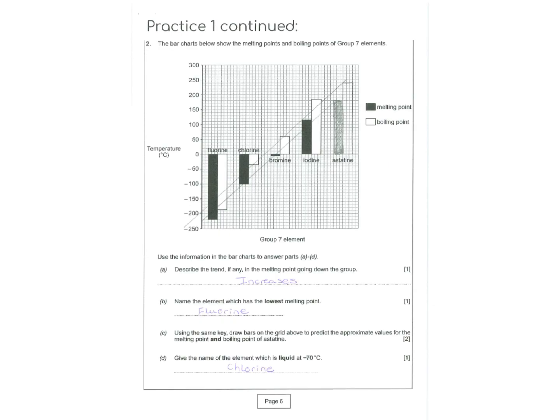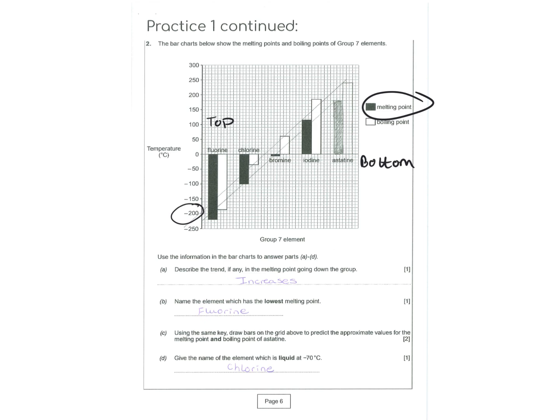Okay, so the first one says, describe, if any, trend in the melting point. So again, the melting point is the dark shaded in, the black bar, and you can see that as you go down the group, because fluorine's at the top, astatine's at the bottom, you can see how it increases down the group, it gets higher. Which element has the lowest melting point? Even though it's a big number, it's a minus, so it means that's the lowest.